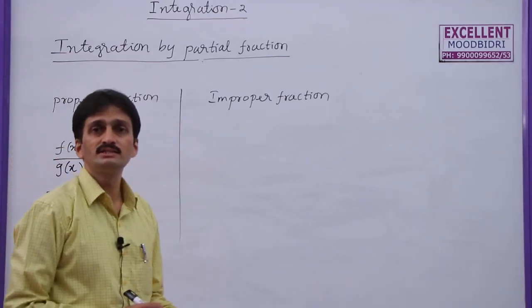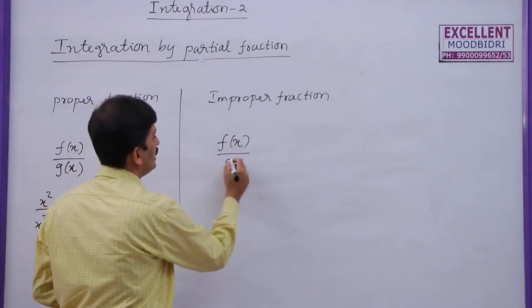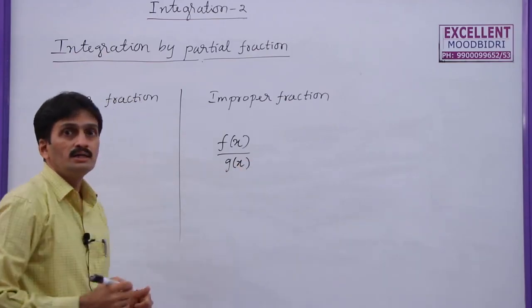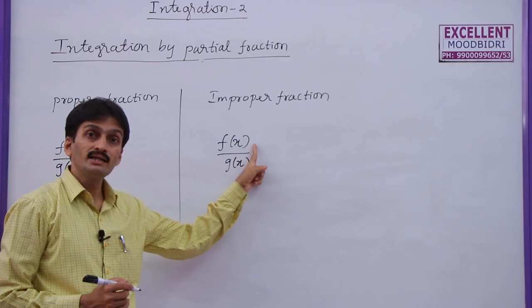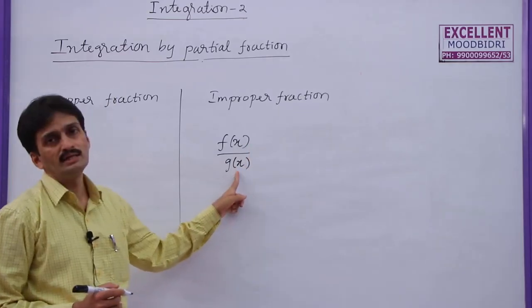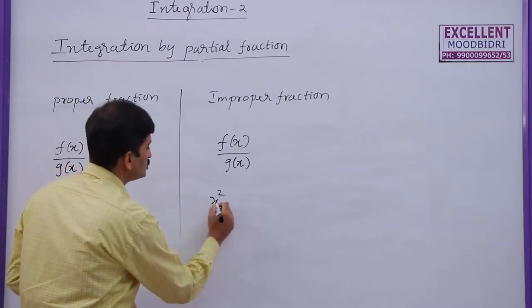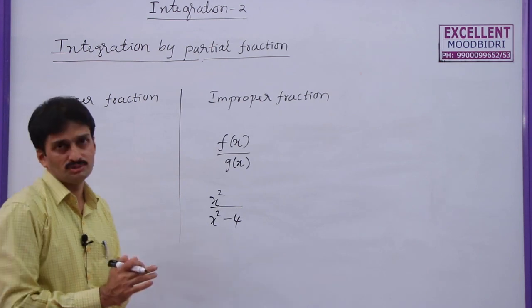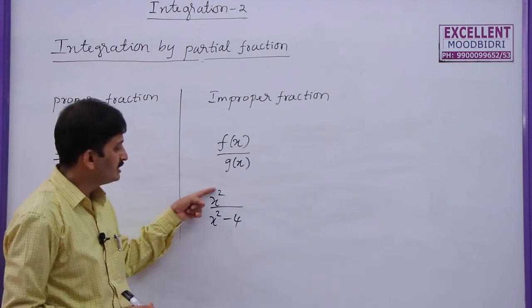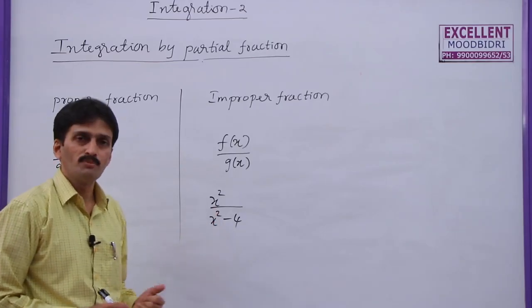Improper fraction is a rational function of the form f of x by g of x, where degree of numerator is greater than or equal to degree of denominator. Let us see one example. x square by x square minus 4. See, this is improper fraction because degree of numerator is 2, degree of denominator is also 2. So, degrees are equal. So, improper fraction.